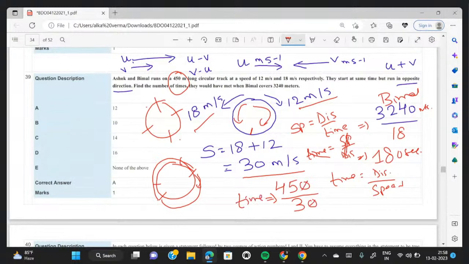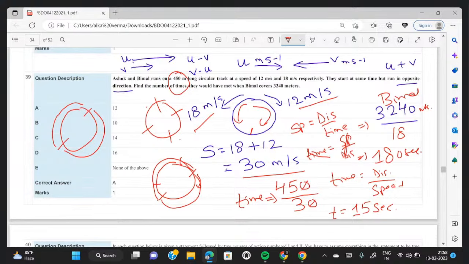3 ones are 3, 3 fives are 15. Means how much time, after how much time are they both meeting? After every 15 seconds. When they are roaming around a circle, suppose they meet here, after 15 seconds they can meet here again, because for covering this full circle, they require 15 seconds.